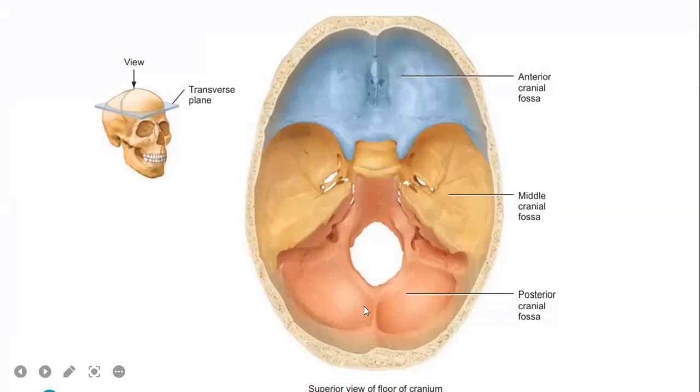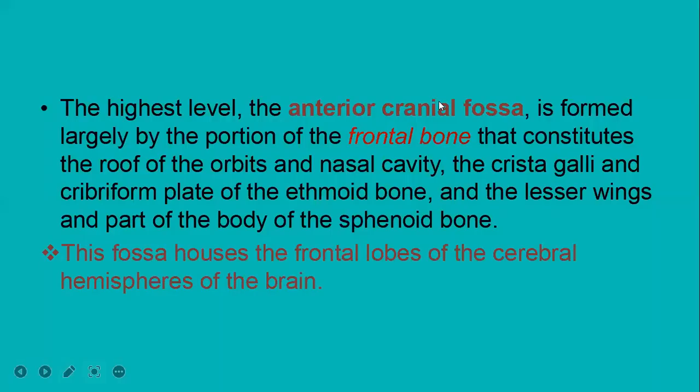Majorly, this is the occipital bone occupying this part. We have the sphenoid bone. Then we have the frontal bone and some other bones which form the anterior cranial fossa. The highest level, the anterior cranial fossa, is formed largely by the portion of the frontal bone that constitutes the roof of the orbit and nasal cavity.